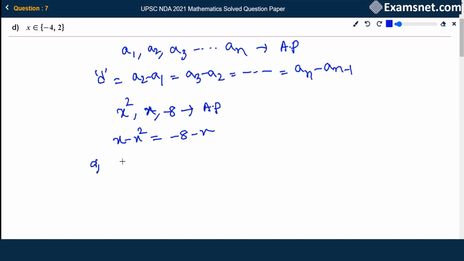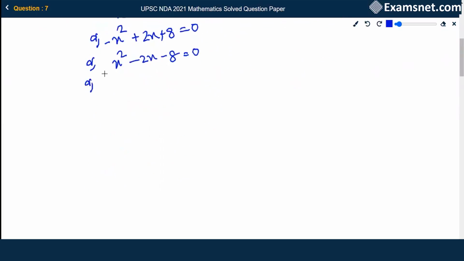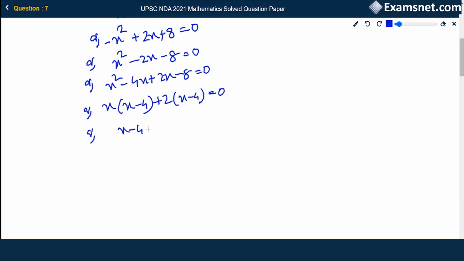So let's proceed with the equation steps. x square plus 2x plus 8 equals 0. After taking common, x square minus 2x minus 8 equals 0. So here we can further do the factorization. We will get x square minus 4x plus 2x minus 8. So we got the factors x minus 4 and x plus 2.